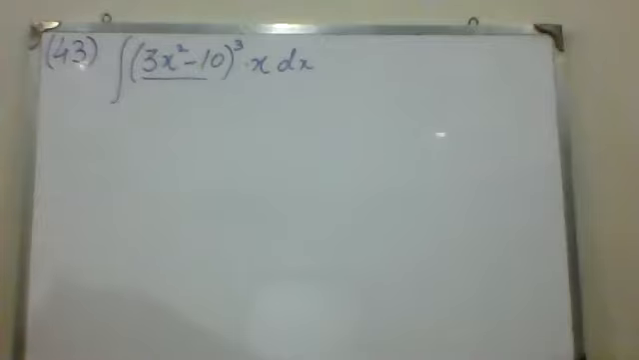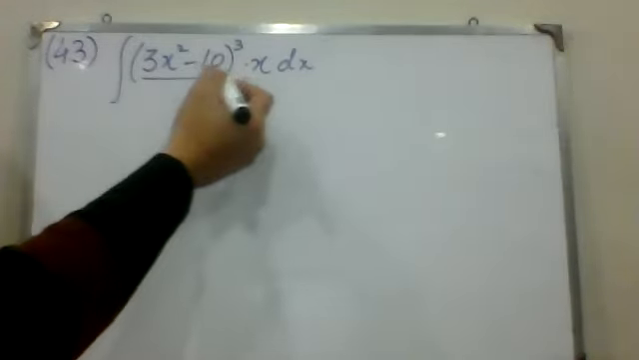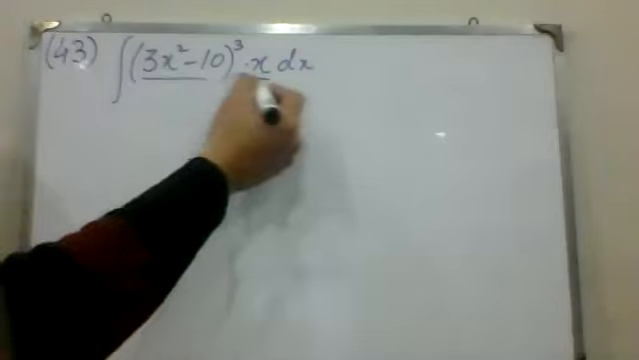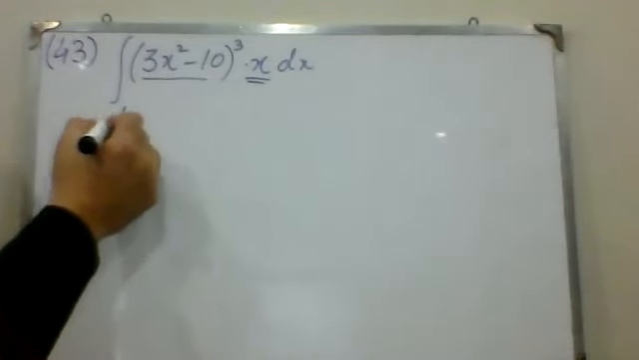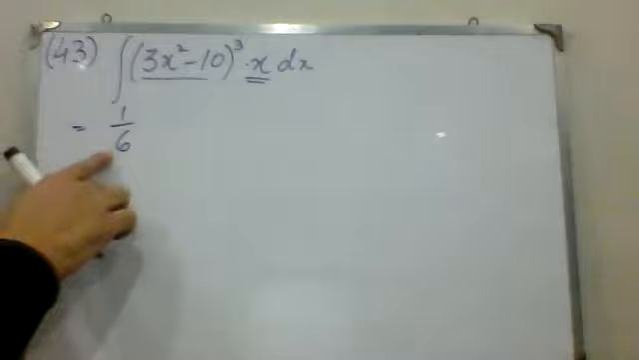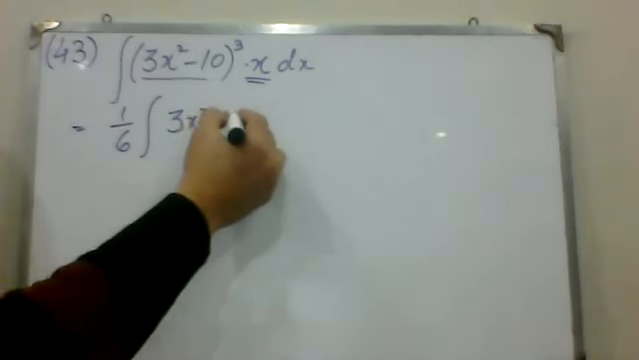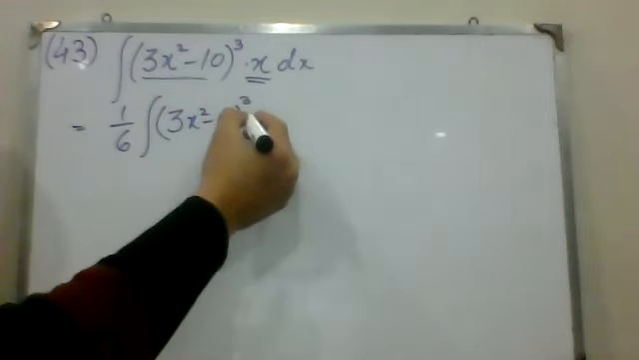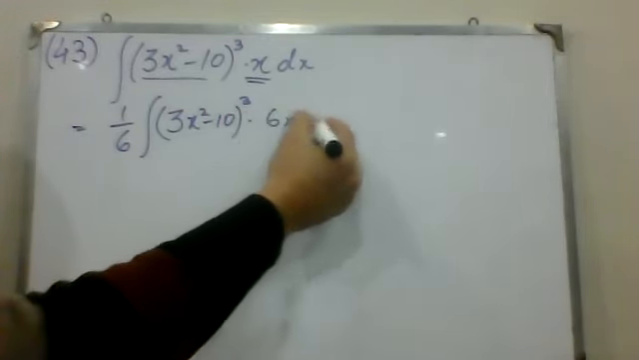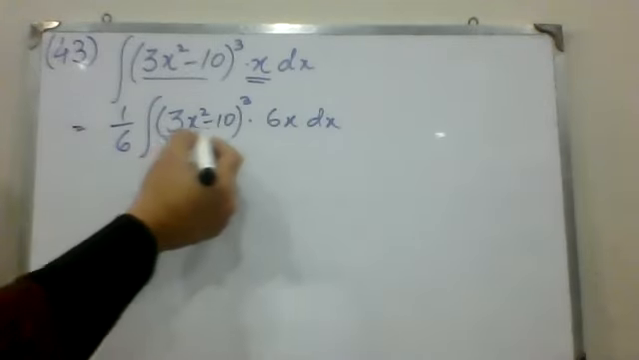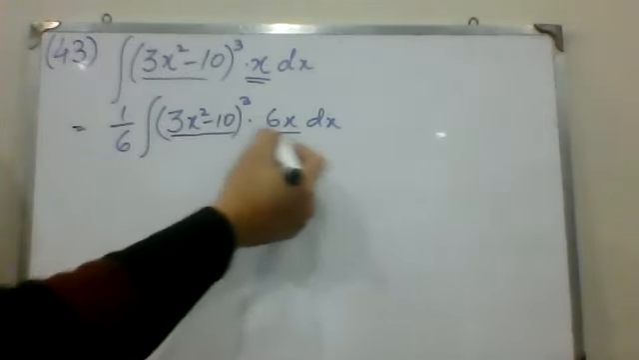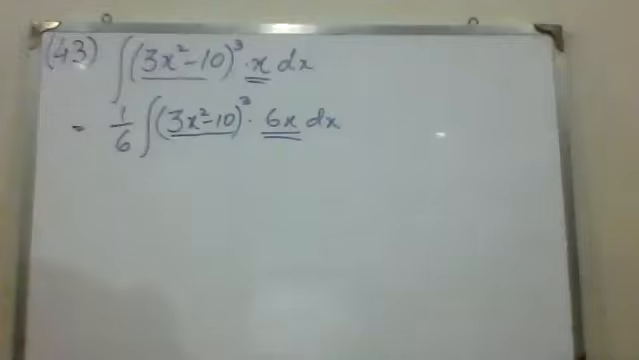Which term is missing here? 6. So if the constant term of the derivative is missing, then we can multiply and divide with that term. Outside we can divide, and inside the integral we can multiply with that term. So that is 6x. Now again, you can say that the derivative of that function, 6x, is present.